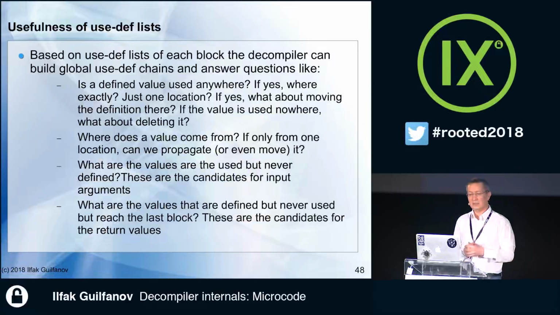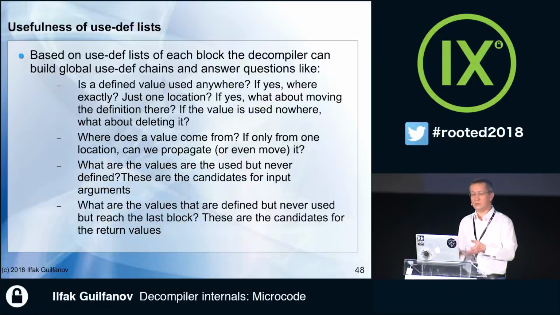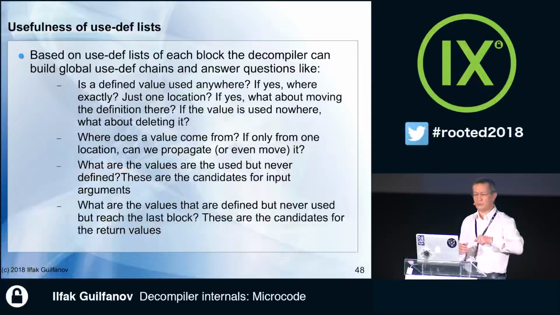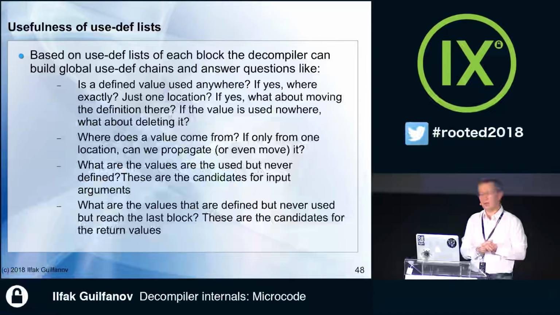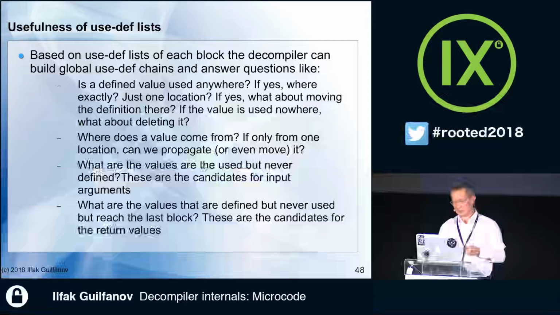These use def chains or lists can easily answer questions like: is the defined value used anywhere? If it is used, where exactly? In one location, many locations? Give me all locations. Can we move the definition to the use place? There are many questions that can be easily answered, and this can simplify your life if you decide to use this microcode. I will continue with the other things.